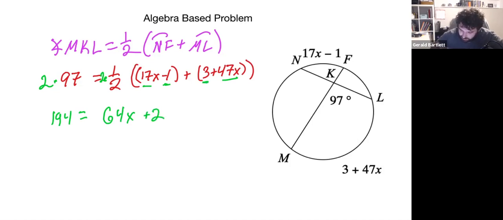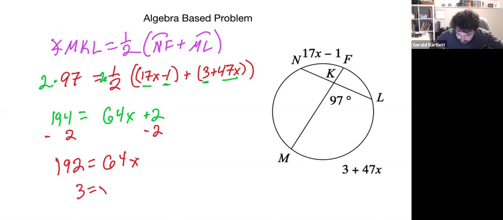Solving that out, I would just subtract 2, which gets me 192 equals 64x. And 192 divided by 64 should give me 3. And that would be all you're doing for that one.